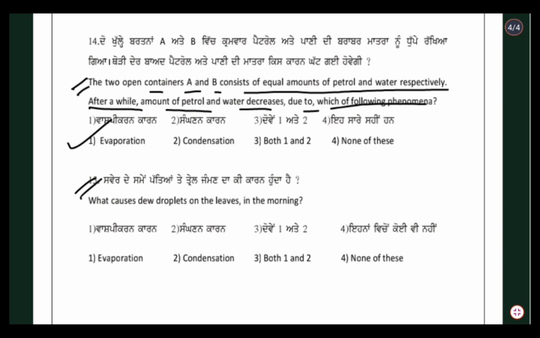Question number 15 is, what causes dew droplets on the leaves in the morning? So dew forms when water vapor in the air.